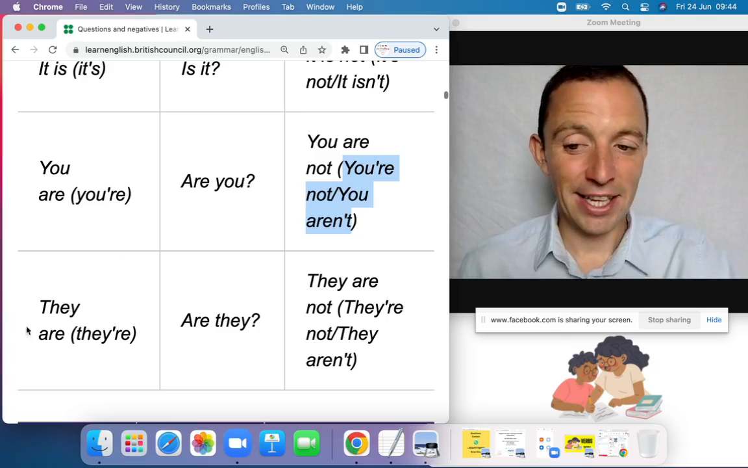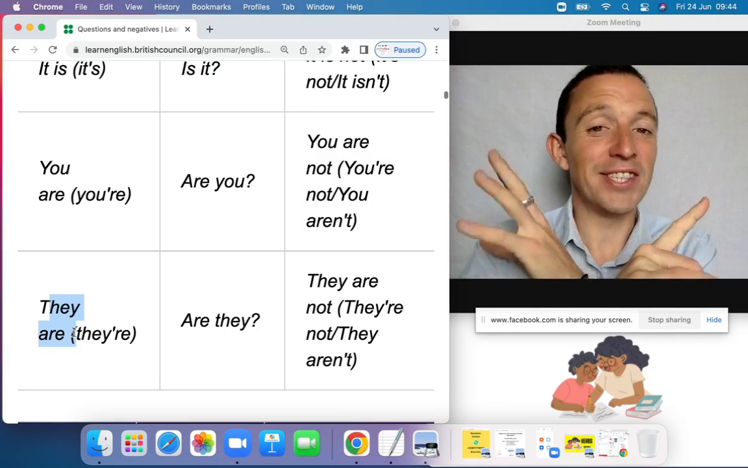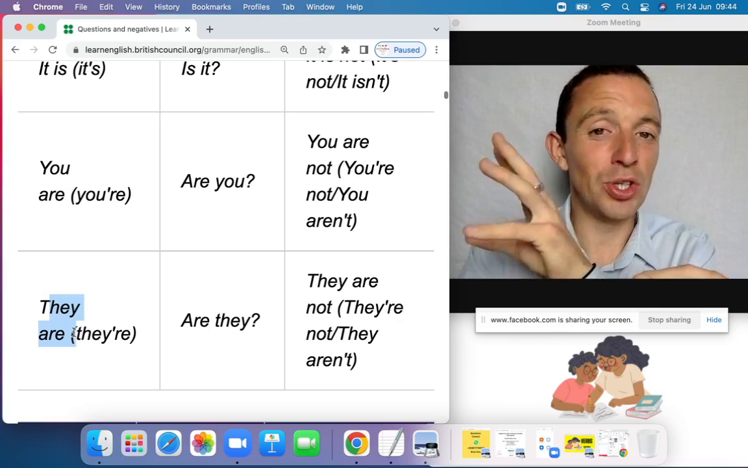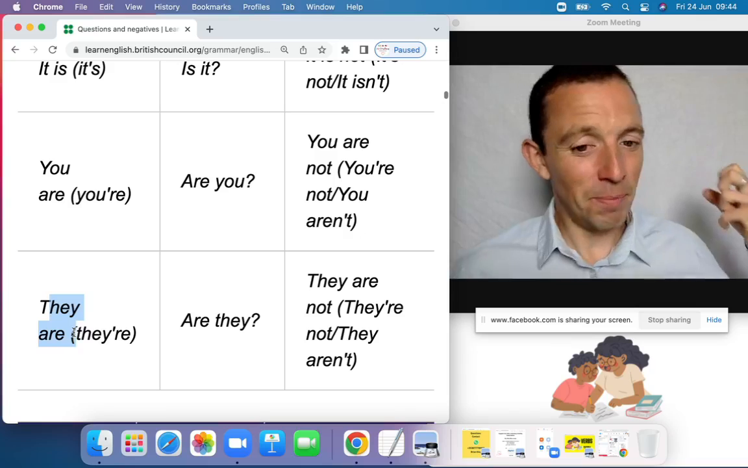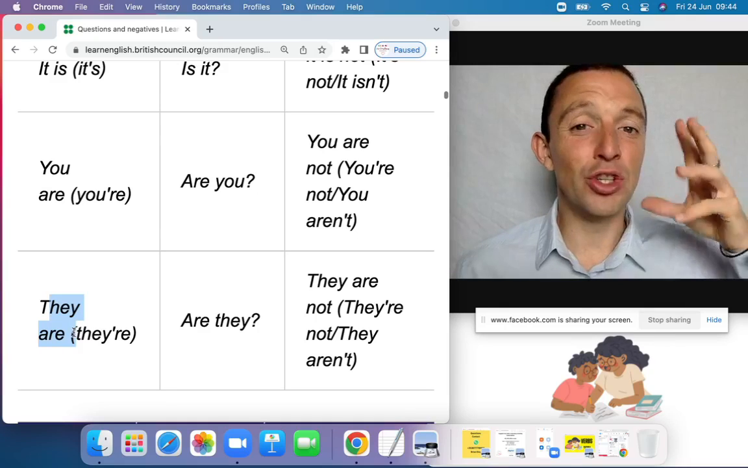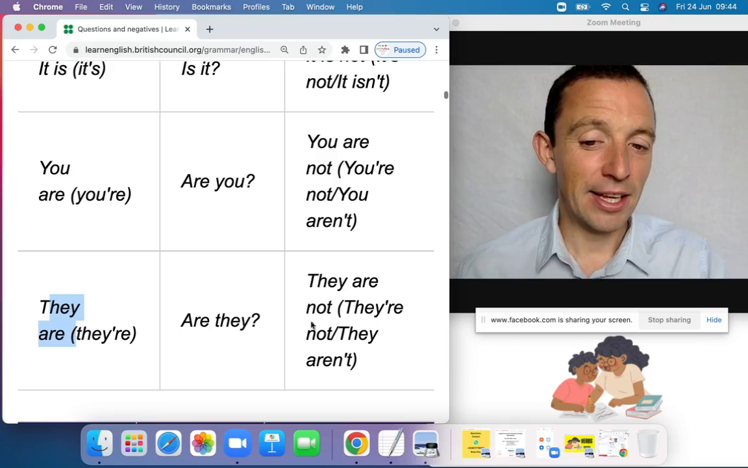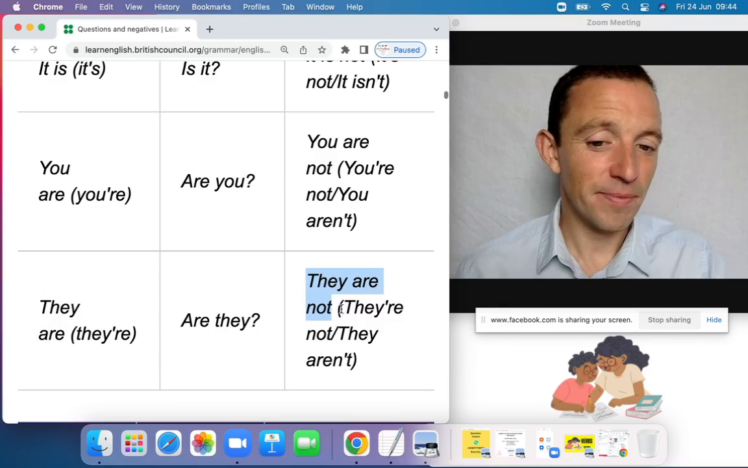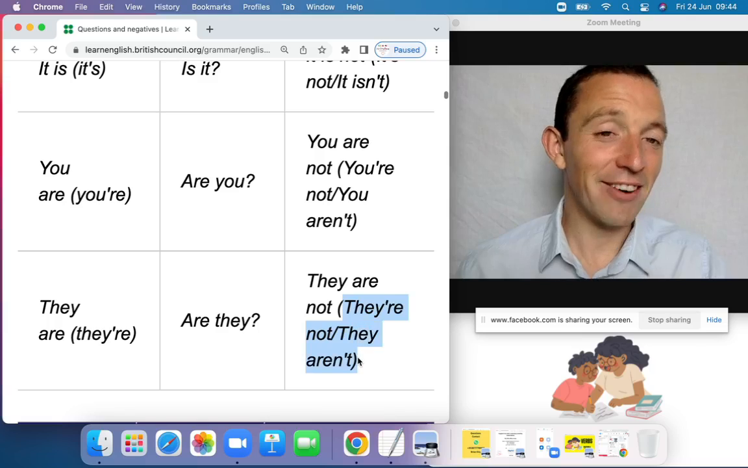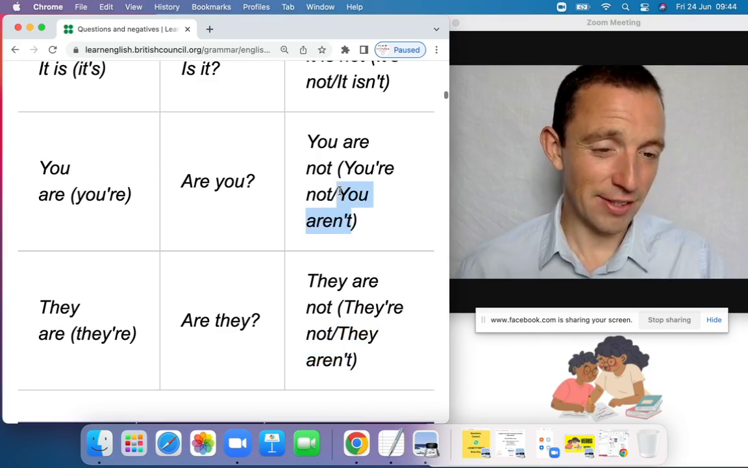Plural, they are. Question, are they? Because it's the verb to be, and it's possible to do this with the verb to be. If it's not the verb to be, we use the auxiliary verb to do. If it's not to be or to have. Negative, they are not, or they're not, or they aren't. So that's probably the most difficult. They aren't and you aren't.